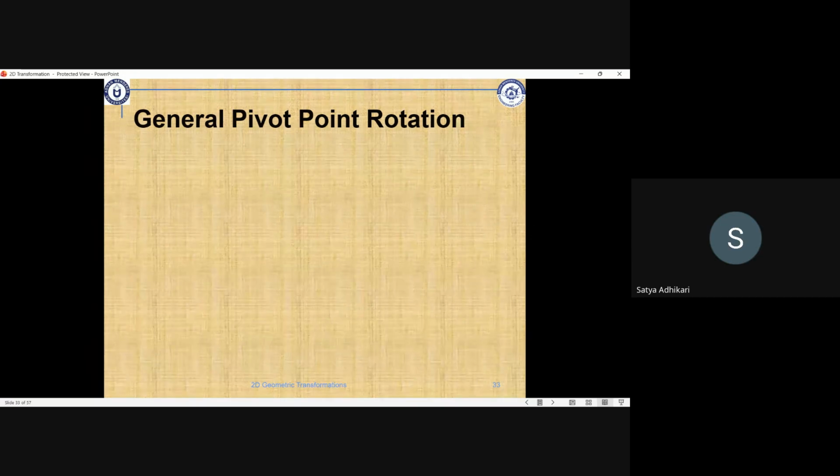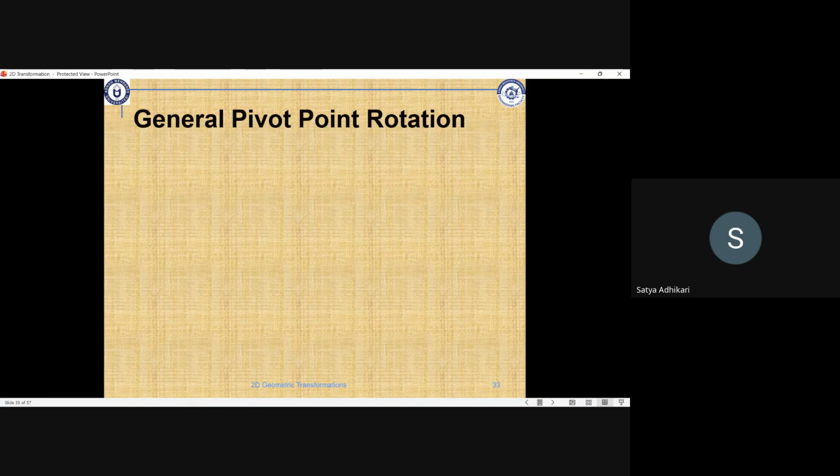General pivot point rotation. Okay. We had an idea that we can rotate an object about the origin only. But now we can rotate an object about any other point. We had a formula, but at that time we didn't have any examples. Let us see how general pivot point rotation works. As the name suggests, it is the rotation with respect to any other fixed point other than the origin. You have to rotate that object not with respect to the origin, but with respect to any other position. That is called pivot point rotation.